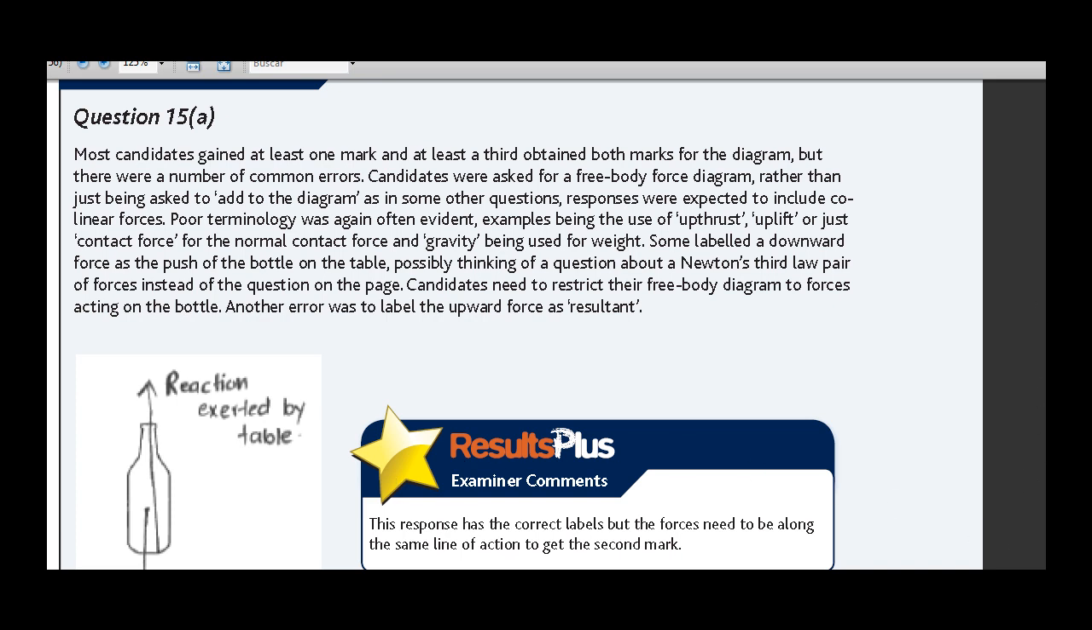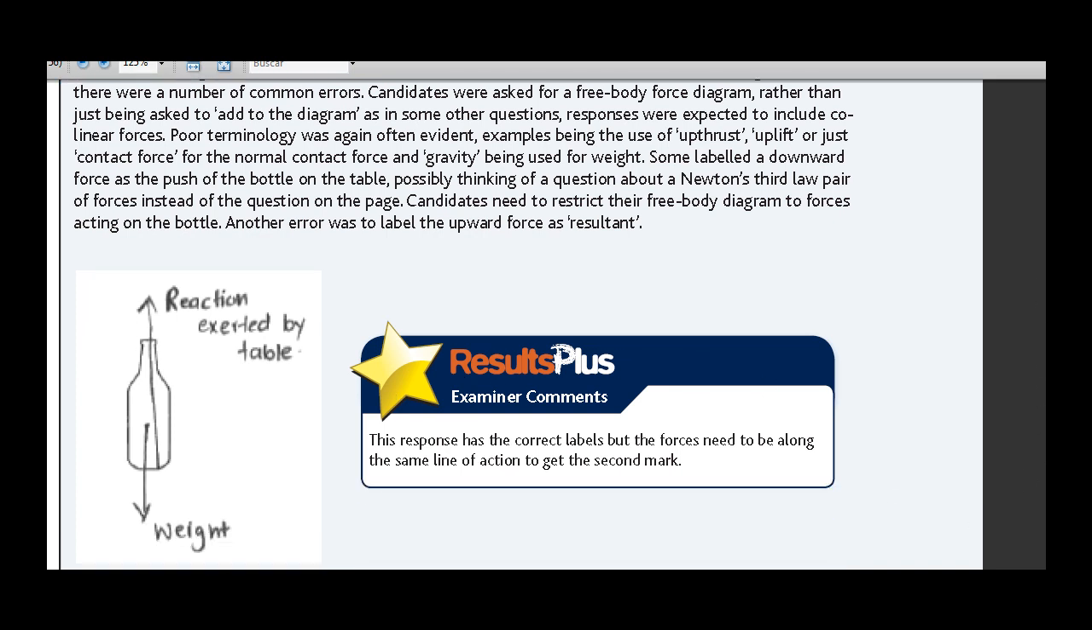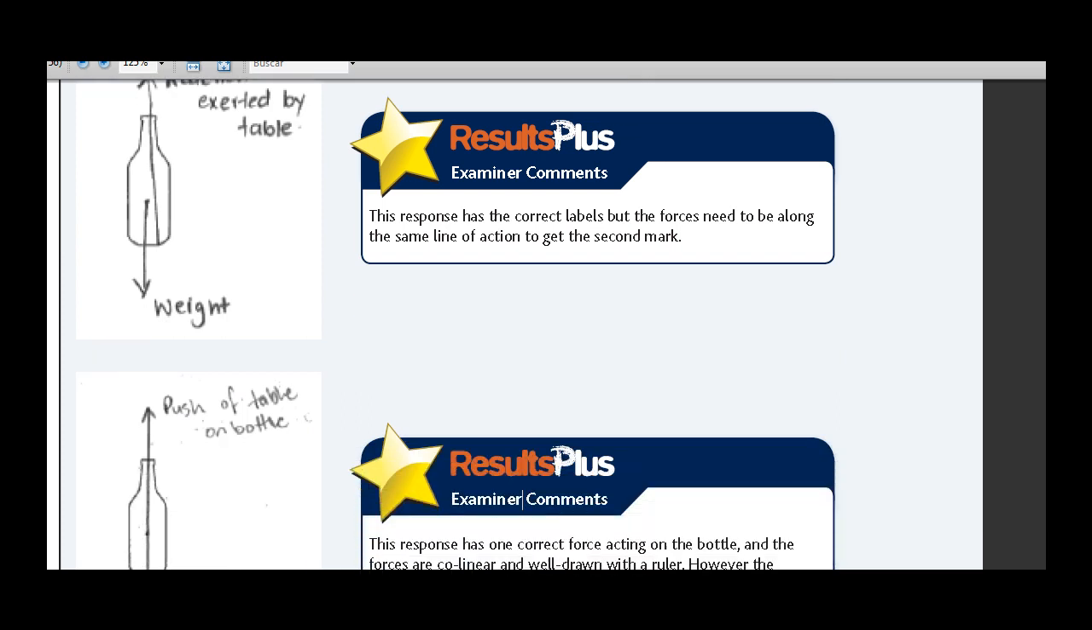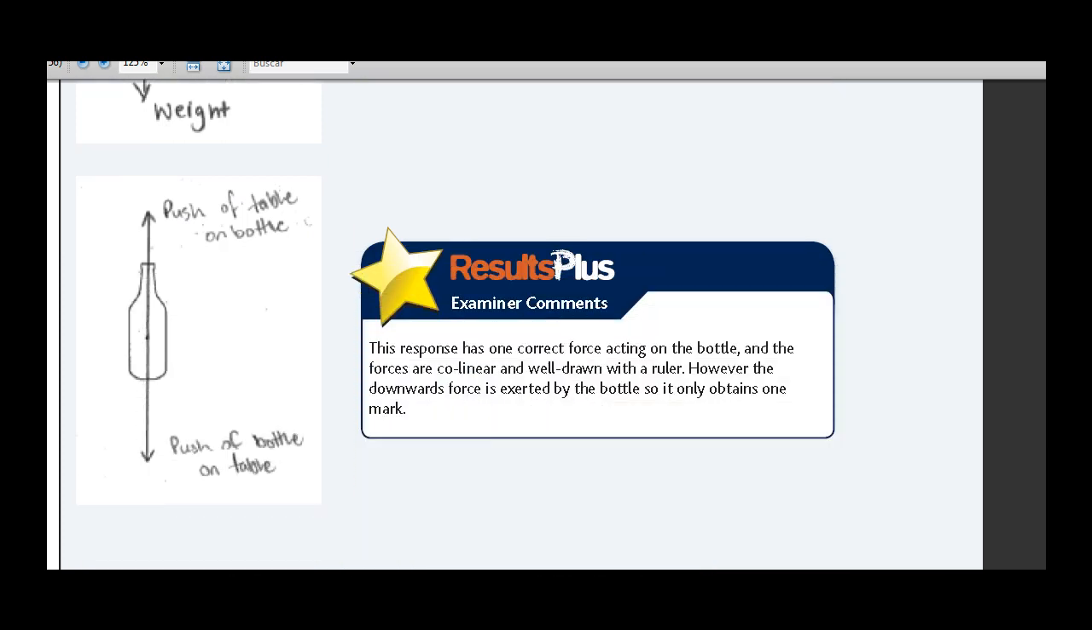So the examiner notices this and says the response has correct labels, but the forces need to be along the same line of action to get the second mark. There's another answer here, a much better one. Problem is the labels that he's used. He's drawn the thing properly, but then he said push of the table on the bottle, which is correct. He should have written reaction really, but this one is push of the bottle on the table, and the free body diagram is for the bottle.